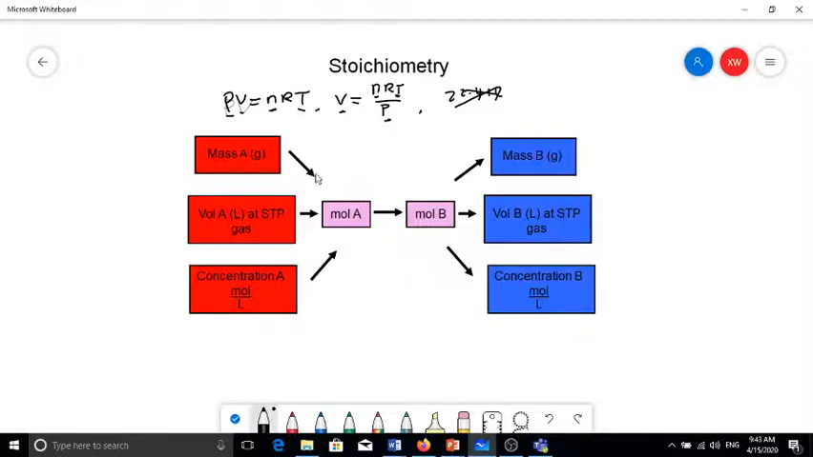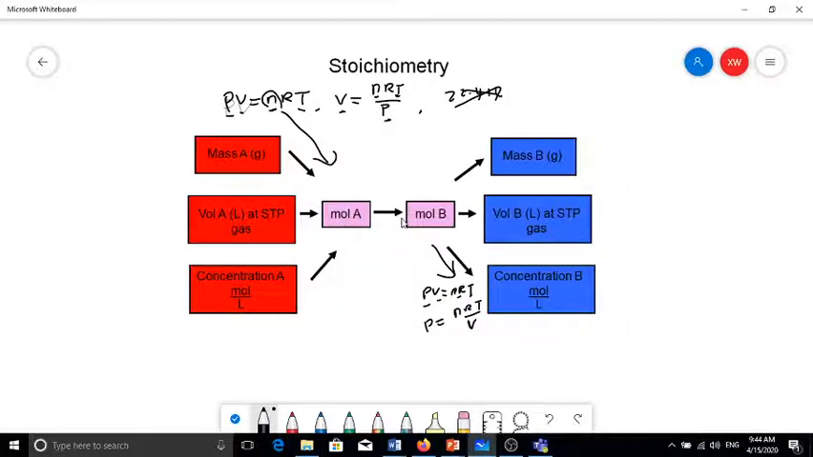So we can adopt these gas law calculations into the stoichiometry. And the same thing, once you have the mole of B, you can use PV equals nRT to calculate whatever you need to calculate. It doesn't have to be volume, it could be even pressure or possibly temperature. Okay, we're going to use maybe a couple of examples to show you how to do this kind of work.